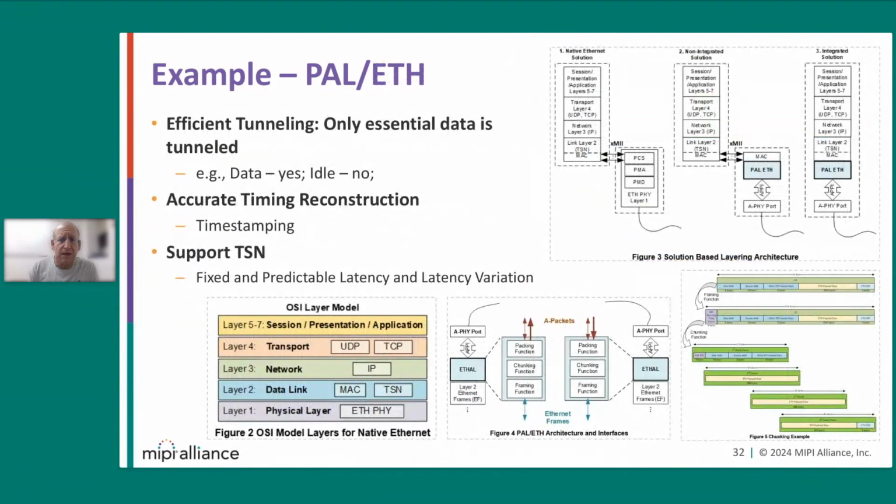And here, this is again the PAL, the adaptation layer for Ethernet. You can see on the top right corner where the adaptation layer is interfaced on the XMII interface. Again, only data is being tunneled, for efficiency, not idle, for example. And again, there is a way to timestamp all the information for accurate timing reconstruction, for example, in supporting TSN.